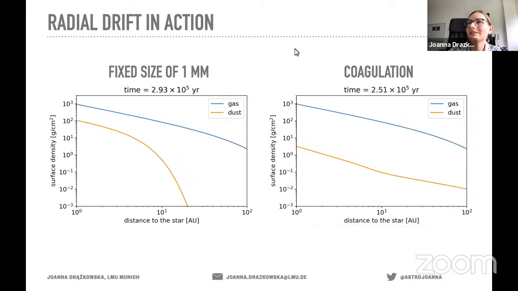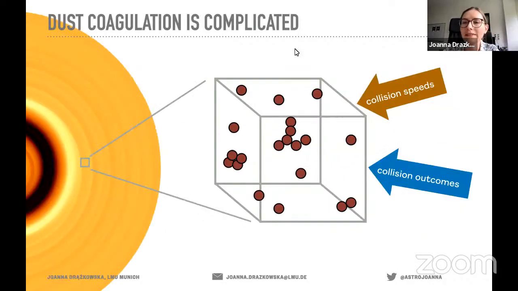Well, it is because the dust coagulation doesn't really keep all the grains at the same size. It is more complicated than this. The outcome of dust coagulation depends on the collision speeds between different dust grains, but also on what happens when the grains actually collide. So what are the collision outcomes? For the collision speeds, this is something that we just calculate in our models. So this comes from the theory, but for the collision outcomes, we actually need some laboratory experiments.